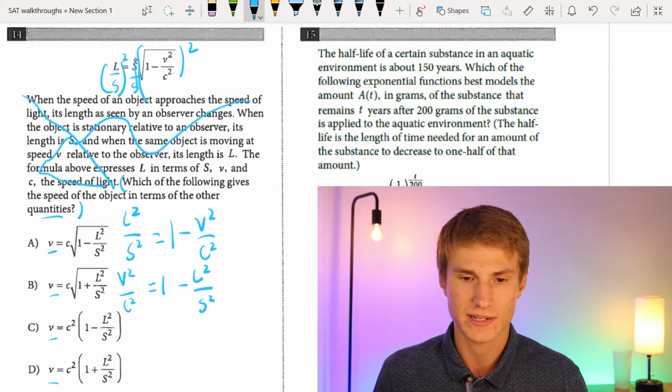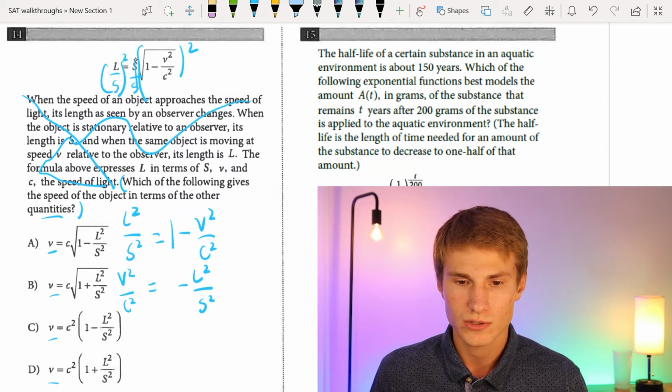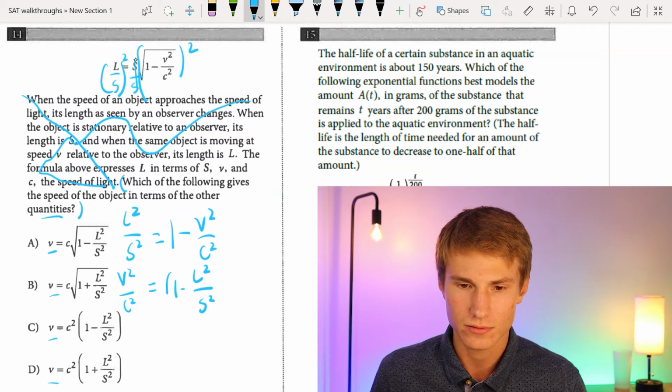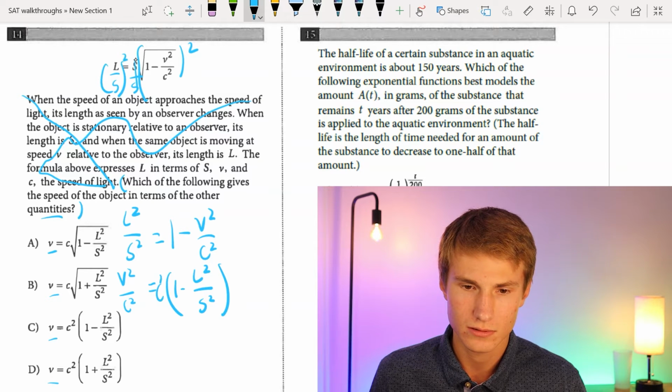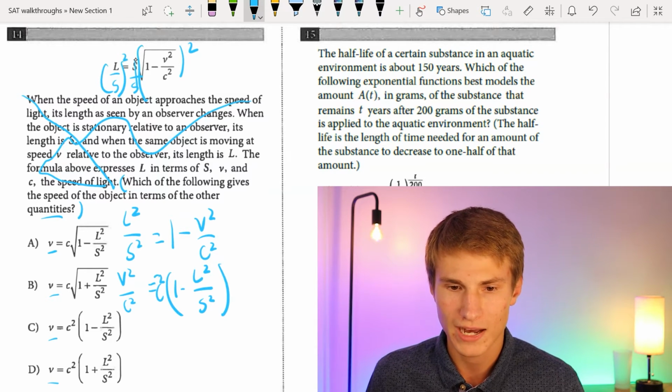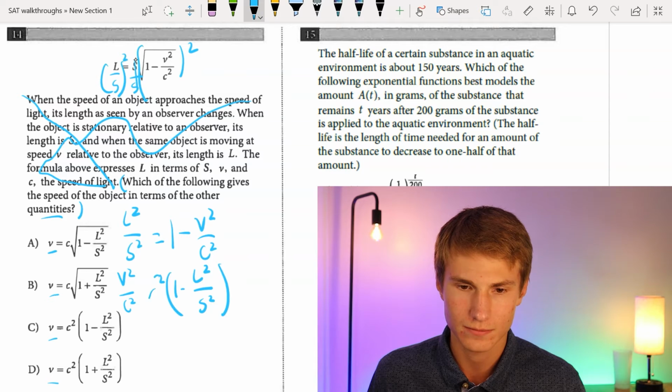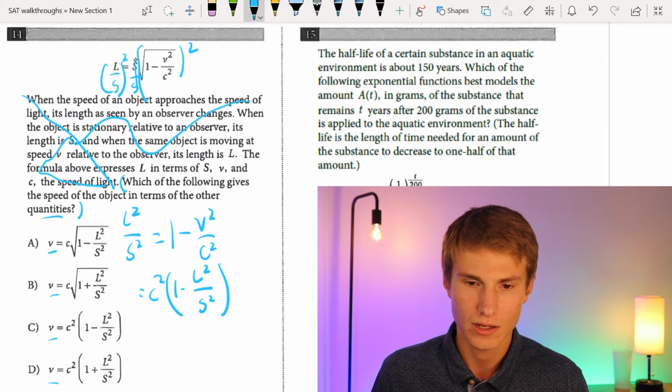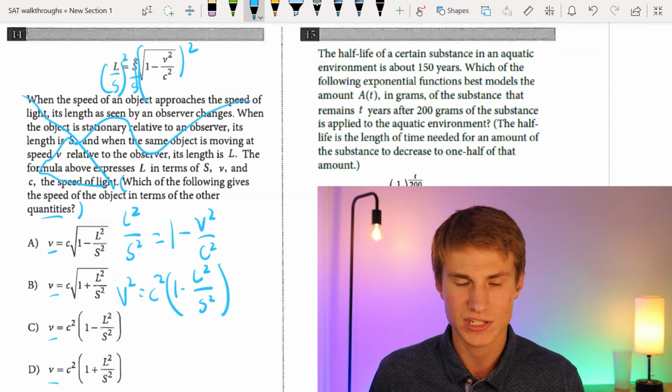Next thing I got to do is multiply everything on my right side of the equation by c squared to solve for v squared. So when I do that, I'm going to end up with c squared times 1 minus L squared over s squared. Okay, and that's also going to cancel my c squared from my left side. Now from here, all I got to do is square root each side to solve for v.